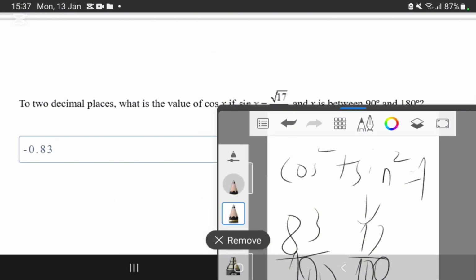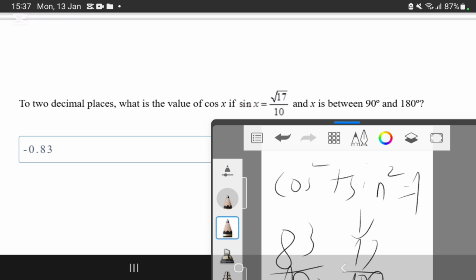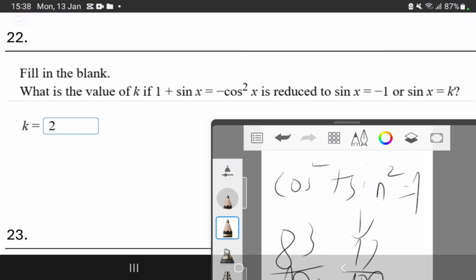But the only reason we put it negative is because, like we said before, cosine is like the opposite of the angle, and the angle is 0.83.